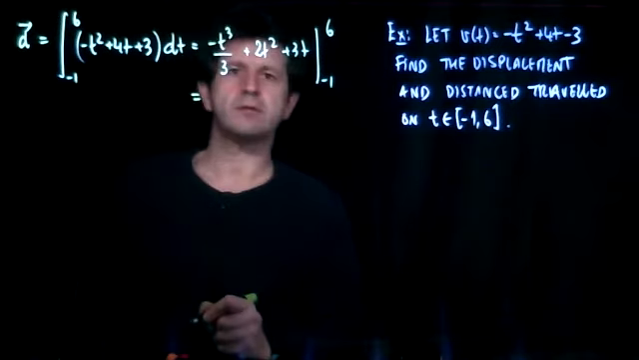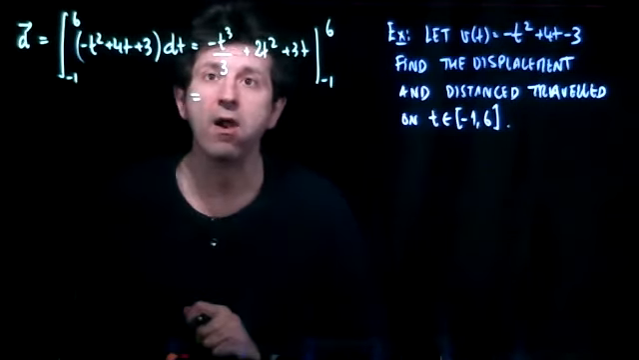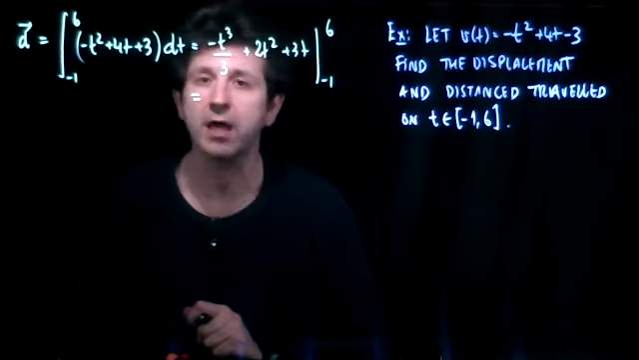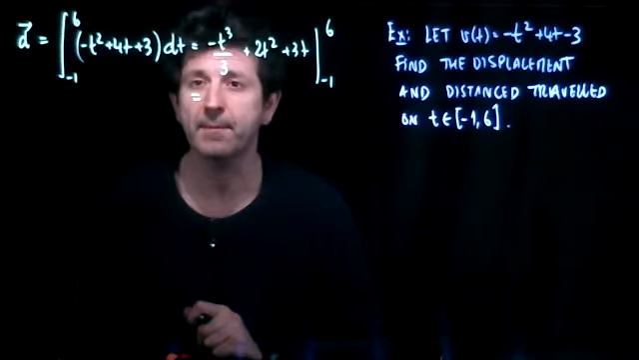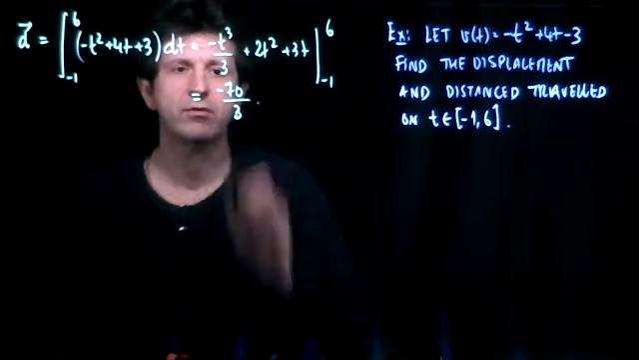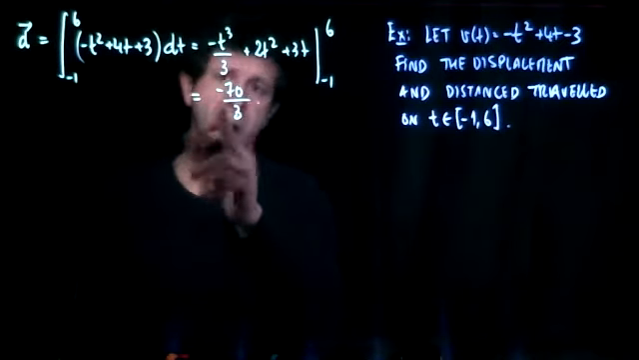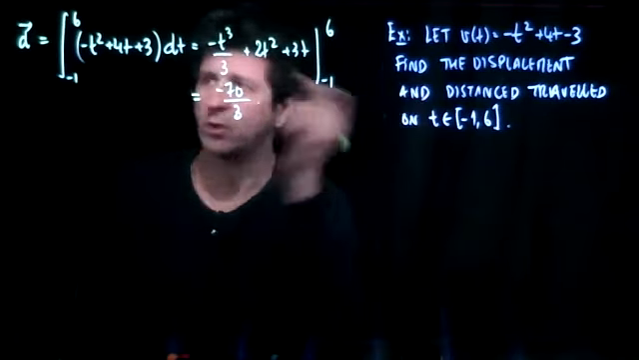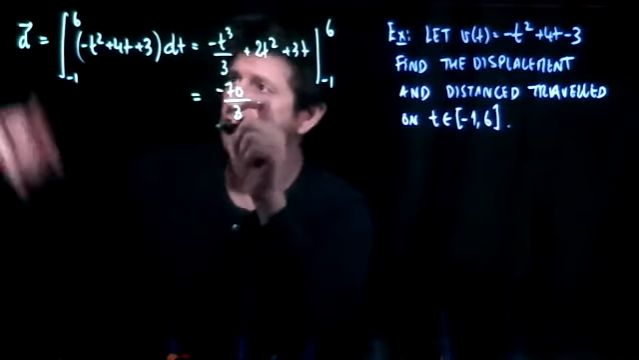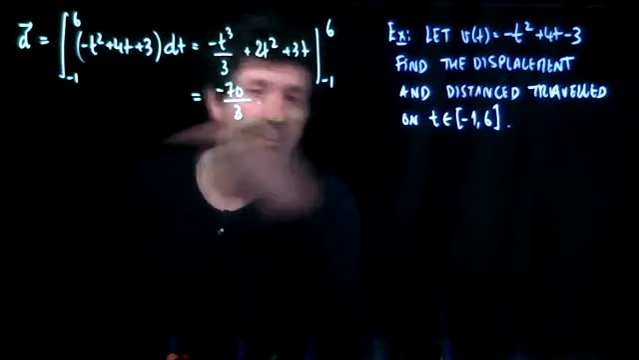Did you find? Do you have an answer for me? I found minus 70 over 3. Okay, anybody got this as well? I got the same. Okay, so let's trust you. -70 over 3. Okay, it's negative, doesn't bother us. A displacement can be negative. That's why I put a vector sign. Negative means in the opposite direction.